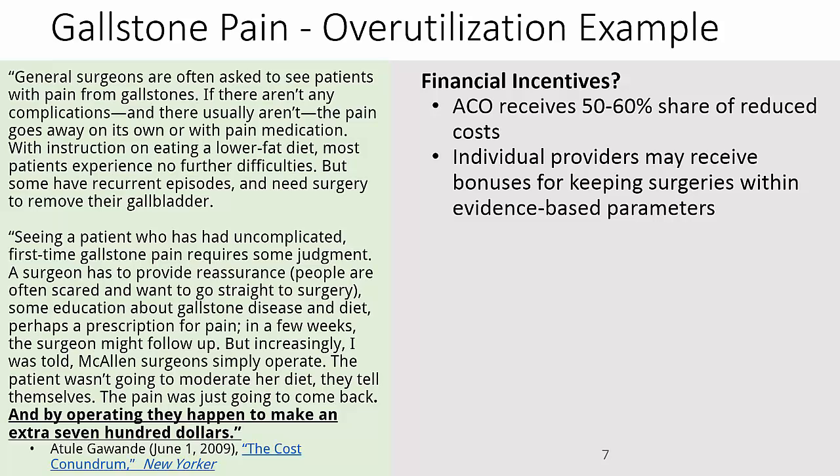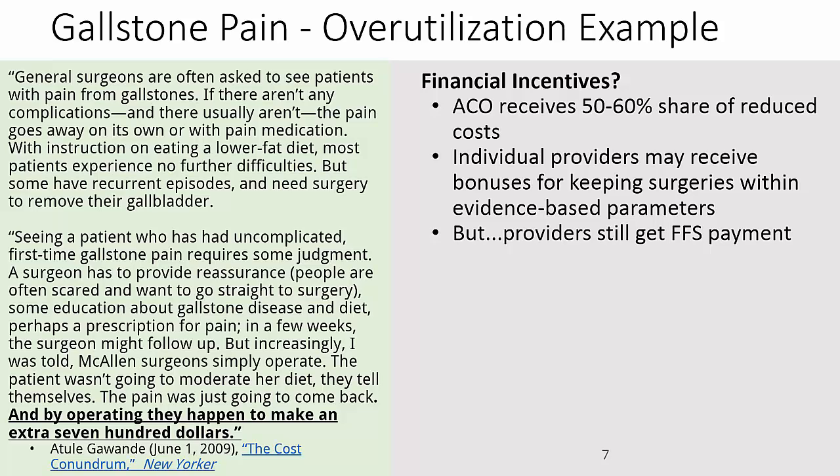So looking back to Dr. Gawande's example, the surgeon would be able to get an extra $700 by opting to operate. And the question becomes, are whatever bonuses or incentives the surgeon may get for providing more cost-effective care sufficient to counter the proverbial $700 extra the doctor gets for doing the operation?